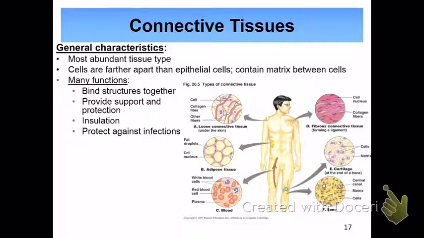Okay, so now we're to connective tissues. The next type of tissues is connective tissues. And this is the most, right? We said this was fat. Look at the picture. This is going to be fat cells, bone cells, cartilage cells, blood cells. So there's a lot of different kinds of cells. And cells are further apart than epithelial, so they're not necessarily connected and layered. They contain the matrix between cells. So they have lots of functions: bind structures, provide support, insulate, like fat would insulate. And then the white blood cells would protect against infection.